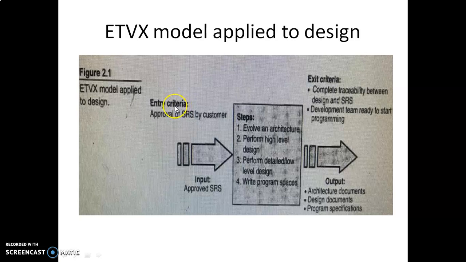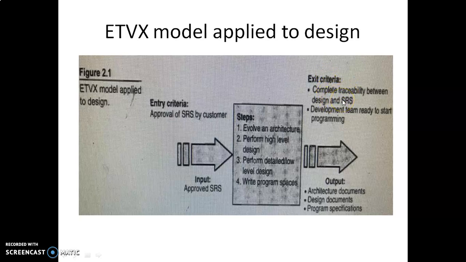See, the first entry criterion for the design phase is approval of the SRS. SRS is nothing but the system requirement specification that has to be approved by the customer. This is the entry criteria. When the SRS has been approved by the customer, then it will meet the entry criteria for the design phase. It enters into the task now. The steps to perform the task are: evolve an architecture, perform high-level design, perform detailed low-level design, and write program specifications. And exit criteria: complete traceability between design and SRS.